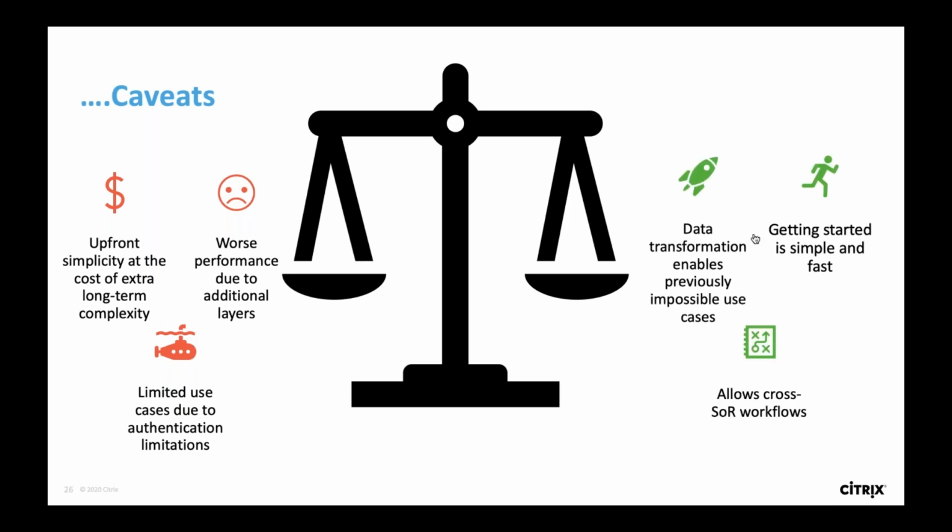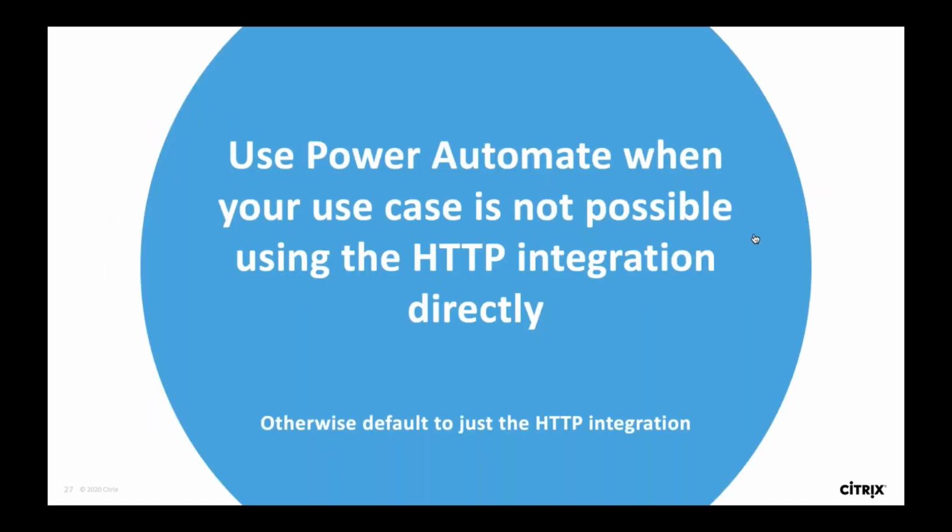And obviously we need to balance this against the positives, which we said earlier. Data transformation being possible means that lots of use cases which you couldn't normally do are now enabled by Power Automate. Power Automate can obviously make things very simple, so if you just want to get going with a proof of concept, that may be worth it to you. And also the cross system of record workflows are very powerful, and they're not something you can do natively in the same way just with the HTTP integration. So overall, we recommend using Power Automate when the use case you want to do isn't possible using the HTTP integration directly. In general, you should try and default to using HTTP integration and jump out to Power Automate when you need to do something which isn't normally possible.